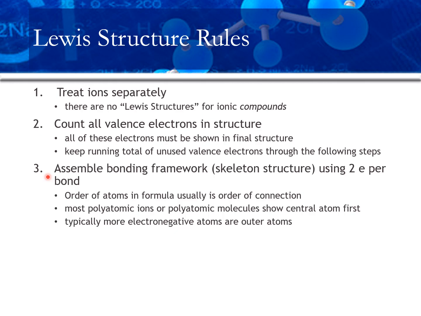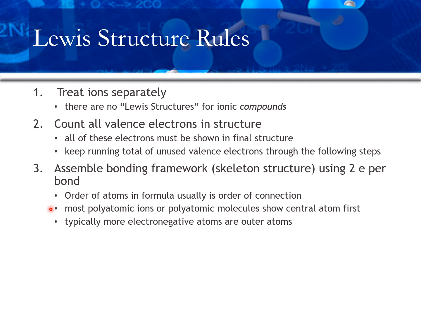Third, use some of those electrons to form bonds and assemble a bonding framework, which I'll call a skeleton structure, by using 2 electrons per bond. Now this is where a lot of the trickiness comes in, knowing the correct order in which to attach the atoms, and I'll try to give you clues for how to do that as we go.